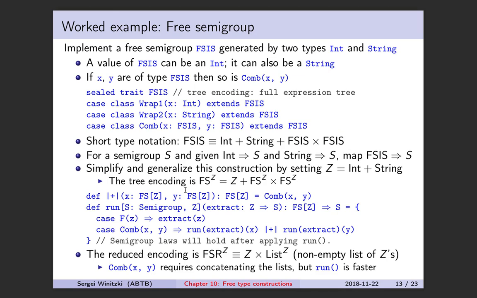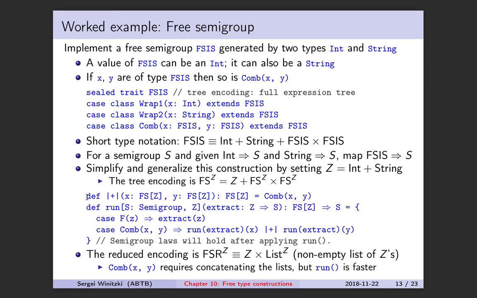Let's think about how we can use it. Now, if we have an actual semigroup S, a specific semigroup, and we know how to map integers and strings into that semigroup, then we can map this FSIS into a semigroup. That's our interpretation. So let's see how that works. It's a little too specific with integers and strings. Let's just put all of these domain types into a type Z and make that type a parameter. So then the tree encoding would look like this. It's a recursive type that's defined like this. So I omit the Scala definition.